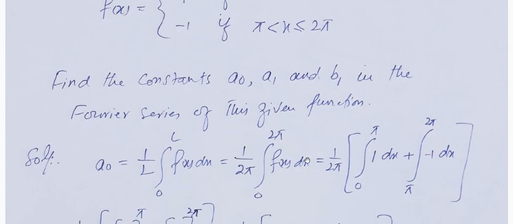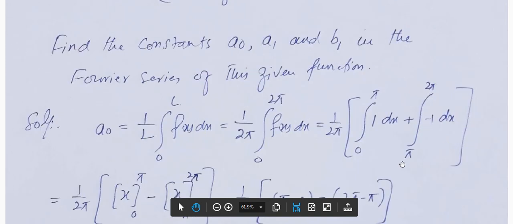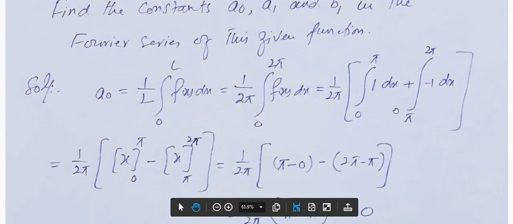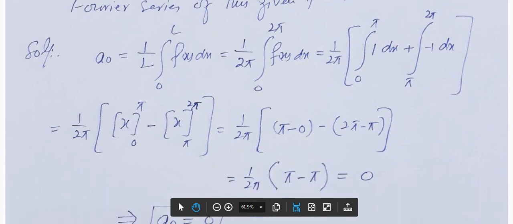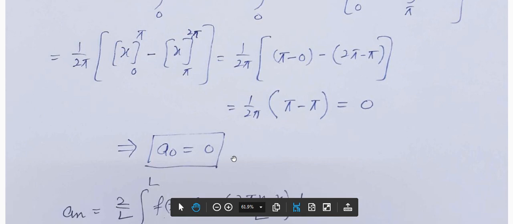So we will break this integral. So 0 to pi the function f of x is 1, and pi to 2 pi it is minus 1. Now you know the integration of 1 is x, integration of minus 1 will be minus x, and again you can substitute the upper limit, lower limit, and you can simplify this. So you will end up with 0. So your a naught is 0.